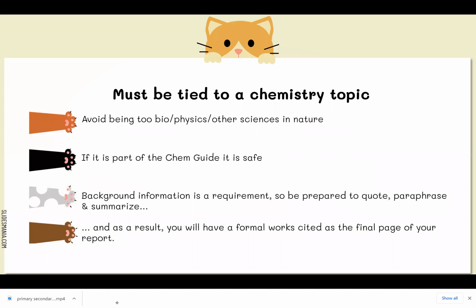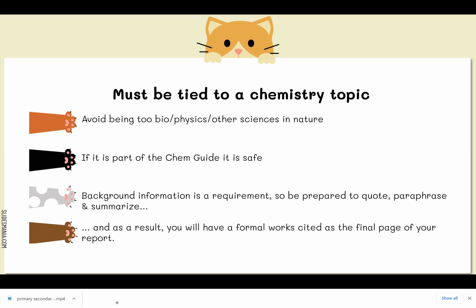One thing that we have to be careful of is it has to be tied back to a chemistry topic. We're in our chemistry class, we're doing our chemistry IA. We know that biology and physics and environmental science, they all overlap with chemistry. Chemistry is kind of the central science. So all of those things overlap, but what we're looking at in our experiment has to tie back to the chemistry that we've done. So yeah, it can be an environmental chemistry experiment or it could be a biochemical experiment, but we have to focus on the chemistry aspects of it when we're talking about what's going on.